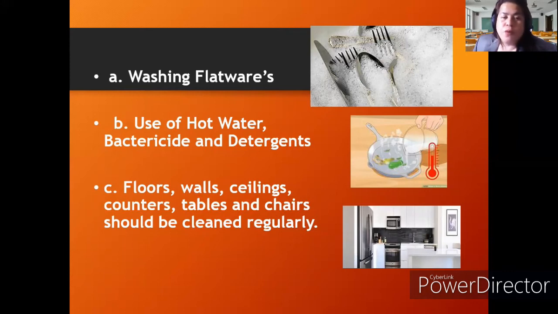And then letter B, use of water, bactericide, and detergent. So plenty of hot water is a must for the dishes which are to be properly sanitized. So this entails a supply of water with a temperature from about 170 degrees Fahrenheit to 190 degrees Fahrenheit for rinsing.